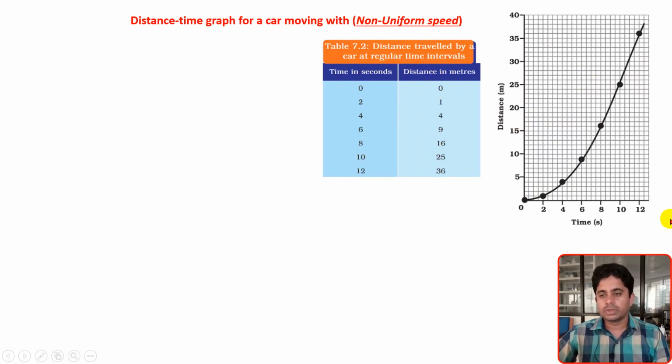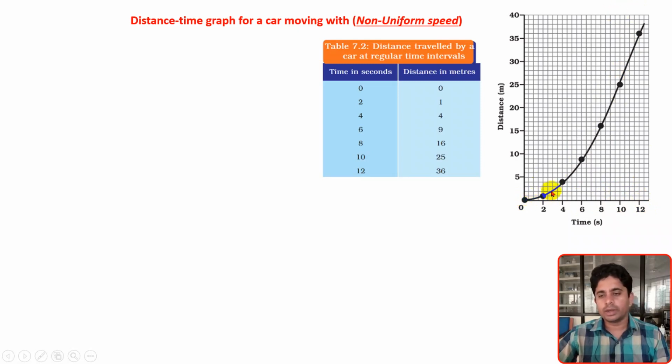Now this graph, the distance versus time graph, is simply these values plotted. On the x-axis there is time, and on the y-axis there is distance. When time is 0, distance is 0. When time is 2 seconds, distance is 1 meter. At 4 seconds, 4 meters; 6 seconds, 9 meters; 8 seconds, 16 meters; 10 seconds, 25 meters; 12 seconds, 36 meters. So points like that we have plotted.